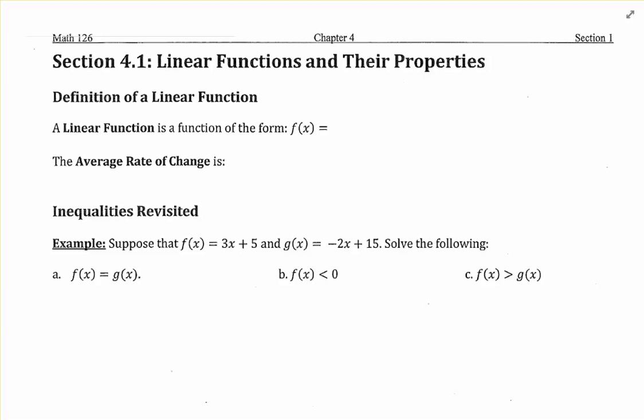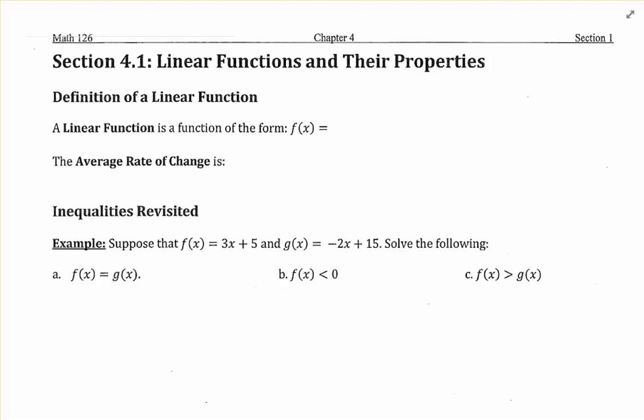So I just want to let you know ahead of time that chapter 4 is another one of those short chapters in our course, just like chapter 2 was. The idea behind chapter 4 is that we're going to be looking at two types of functions, the first being, of course, the linear function. The other function is going to be the quadratic function.